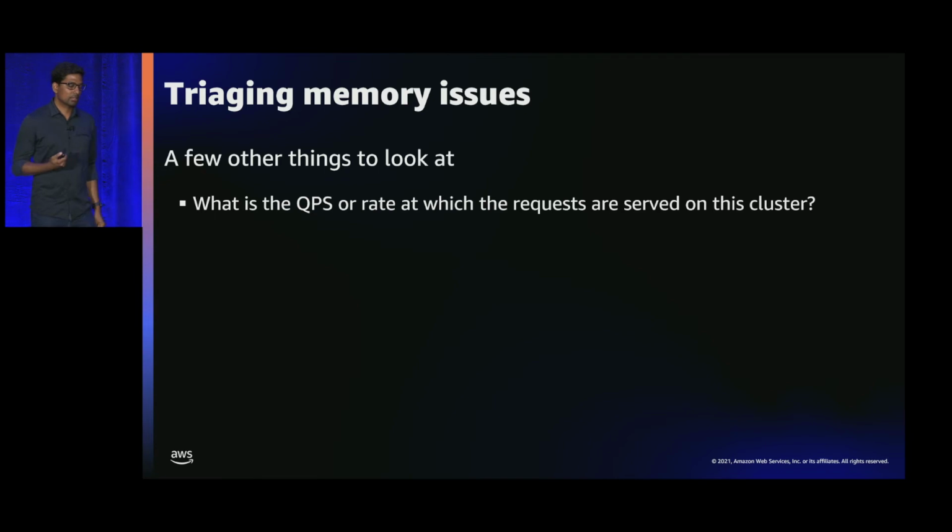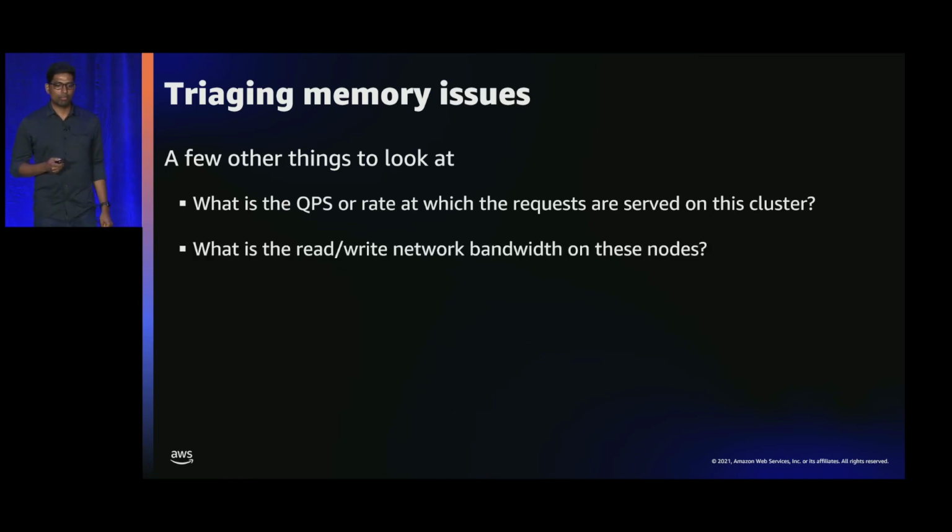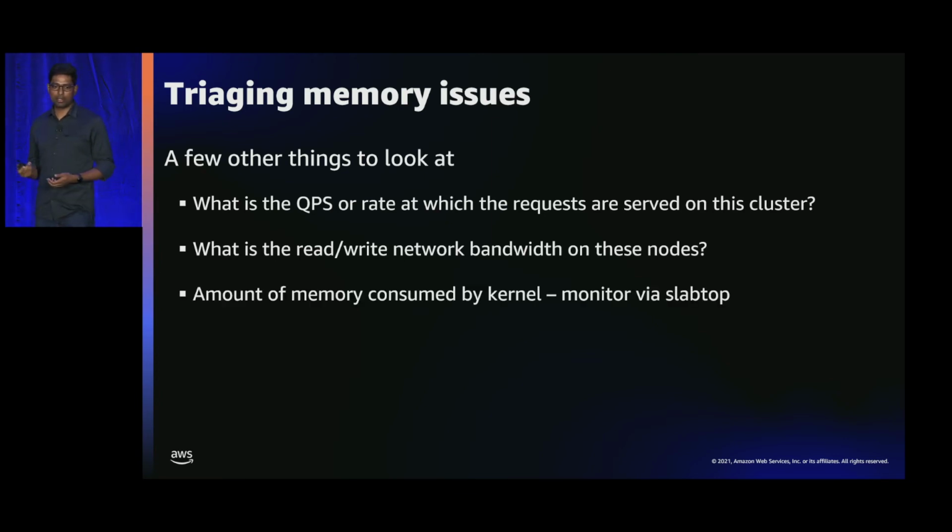A few other things when it comes to memory-related issues: see if there is a sudden surge in the queries per second or reads per second on your clusters, and see if you're throttled on the read-write network on your particular instance, and also observe the memory that is consumed by the kernel. It need not be just TCP, but it could be other file system buffers, which could be contending with your user space processes from time to time.